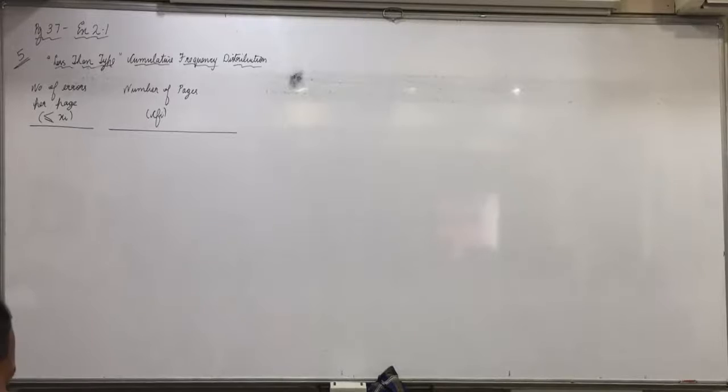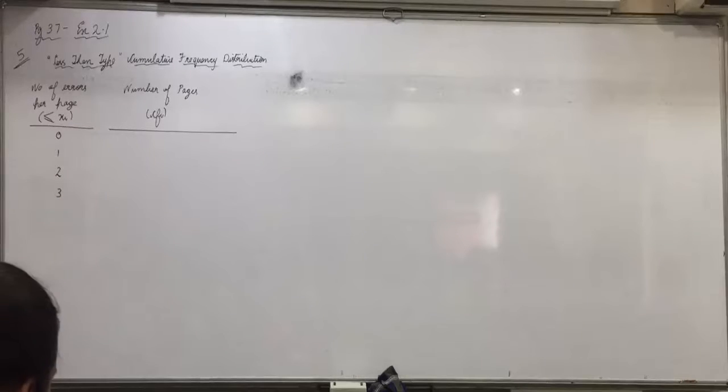Got it, everyone? So in less than, you have to use the sign of less than equal to, because we are converting this from discrete frequency distribution. So in less than, more than, both the places you will use the sign of equal to. Okay. Now less than equal to 0, 1, 2, 3. Okay, less than equal to 0, 1, 2 and 3.